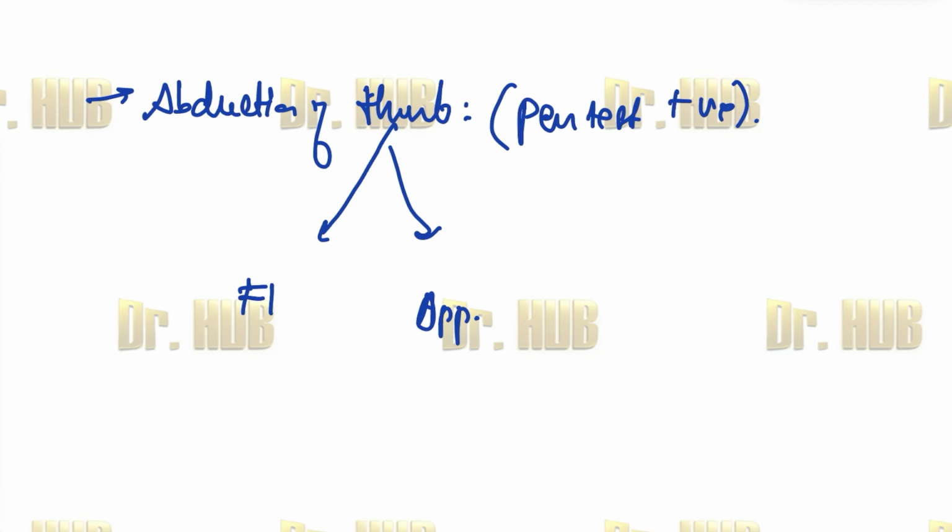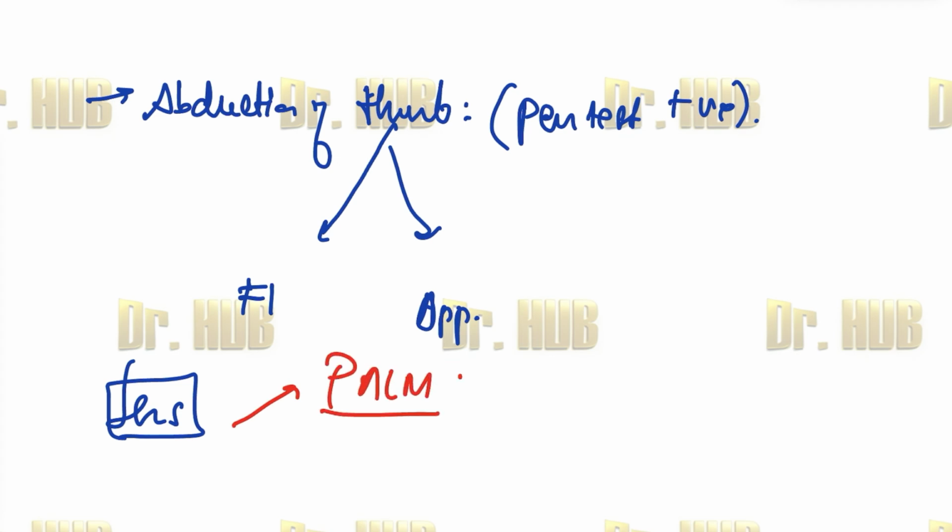Now let's move on to the sensory part. So what is meant by the sensory loss? Sensory loss is over the palmar aspect, and this involves the lateral 3.5 fingers as well as the thenar eminence.